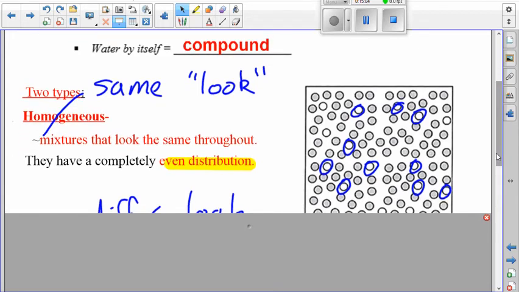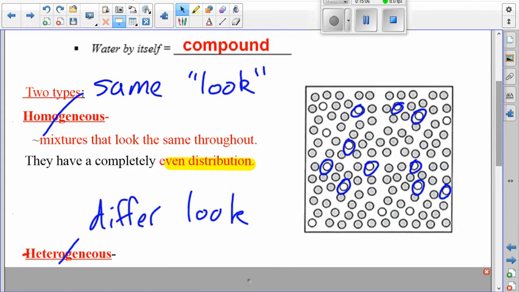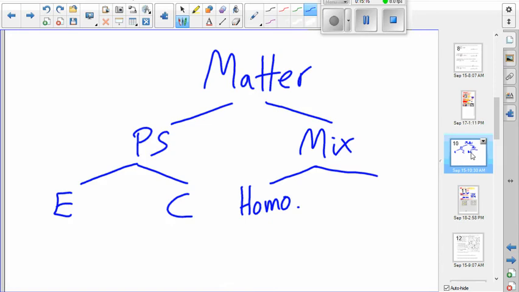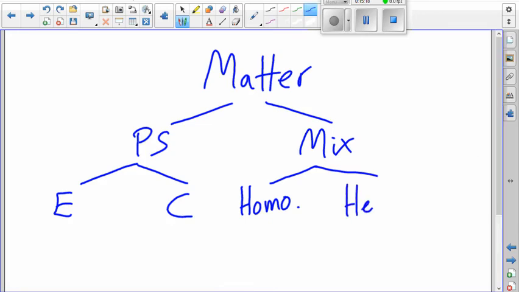The other kind is heterogeneous. Hetero means different. Genius still means look. So this means it looks different. Going back to the tree for a quick second, we have homogeneous there, we have hetero there on your tree.